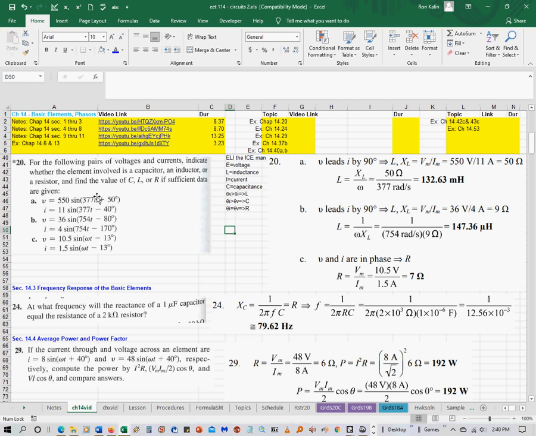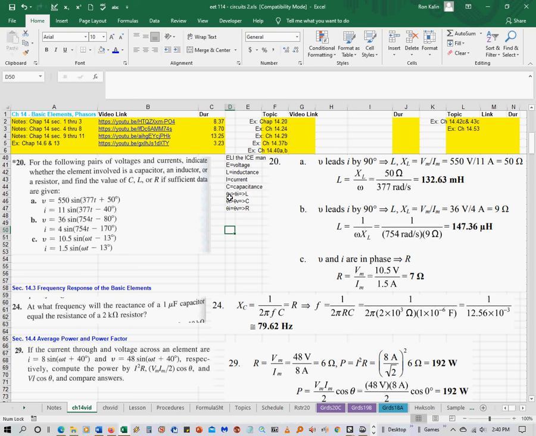You take these two values right here. V has a theta V of plus 50. I has a theta I of negative 40. So obviously plus 50 is greater than negative 40. You don't take the absolute values. So if theta V is greater than theta I, it's inductive, it's L. How do I know that?